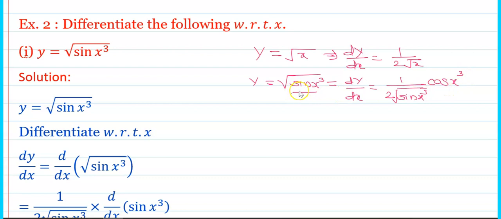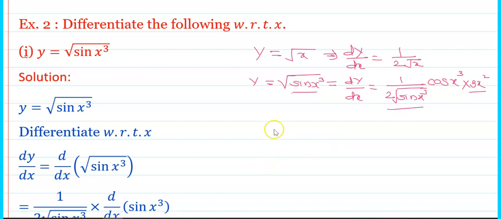If it were just sin x, then its derivative would be cos x. But here it is sine of x cube. Its derivative is cos of x cube. Again, we have to write the derivative of this cubic term, and its derivative is 3x square. That means we multiply by 3x square here. First, this is the derivative, 1 upon 2 times root of f of x into f dash of x. But inside this f of x there is again a function, which is x cube. The derivative of sine of x cube is cos of x cube into d/dx of x cube, which is 3x square.